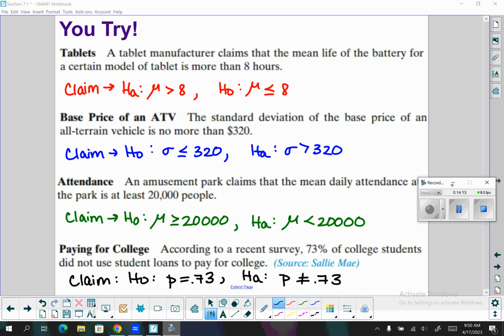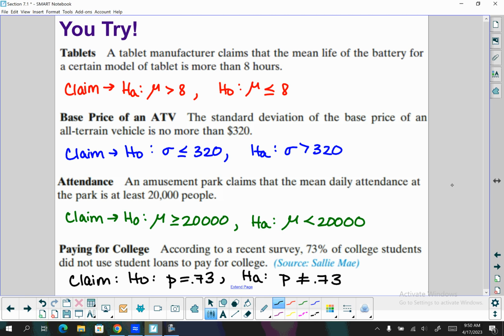All right, let's check them. Probably the one that's missed the most is the last one because of how it's worded. So the claim is that 73% of people did a thing. In this case, they did not use student loans to pay for college. Okay, so the claim is that the percent is 73% that did that certain thing.